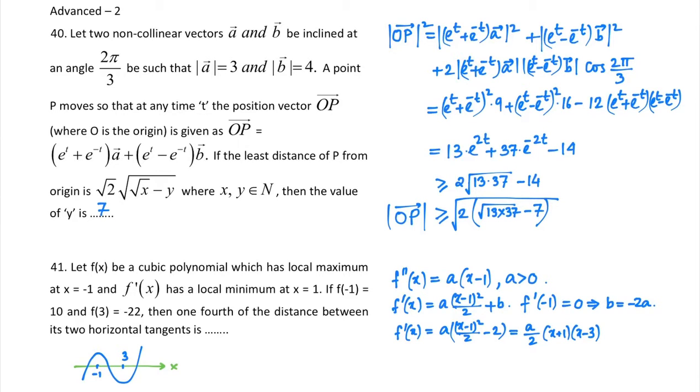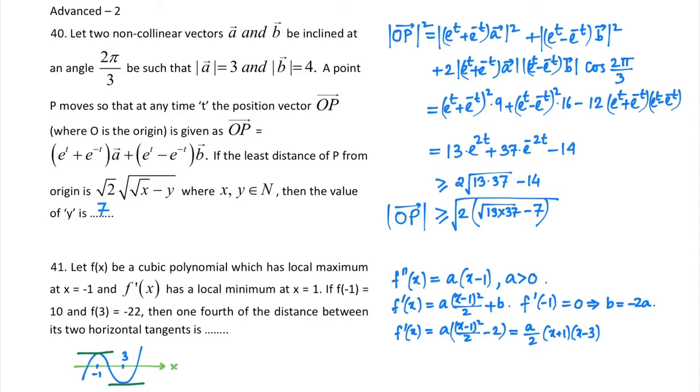Okay, so now in this graph we can see that if we have maximum value at minus 1, minimum value at 3, the horizontal tangents to the curve will be like this. This is one horizontal tangent, this is another horizontal tangent. So we can understand the distance between the two horizontal tangents will be from here to here, which is nothing but f of minus 1 minus f of 3.